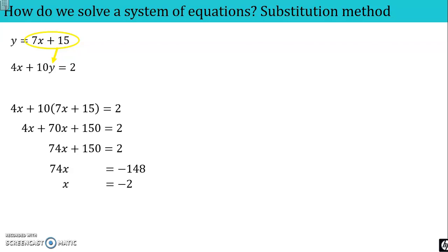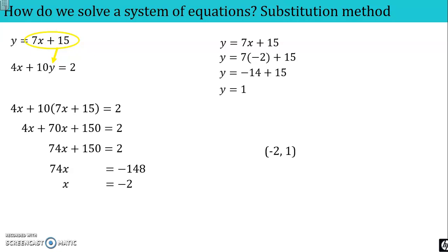From here, it's the same as what we did with the elimination method. Once you know one variable, you just plug that into either equation to solve for the other variable. So I'm going to take x equals -2, and I'm going to plug it into the top equation. So here's the top equation, I just rewrote it. And now I'm replacing the x with a -2. If I simplify, I end up with y equals 1. So my final answer to this system is -2, 1 if I decide to write it as an ordered pair.